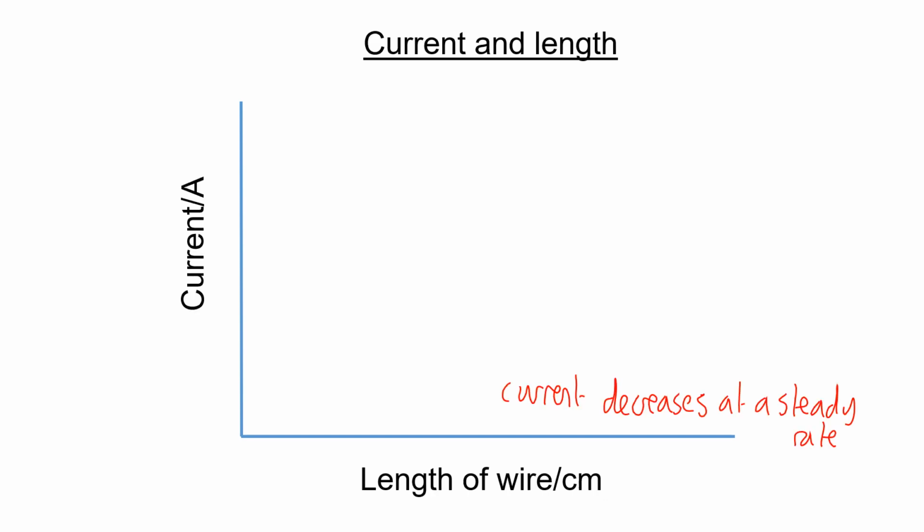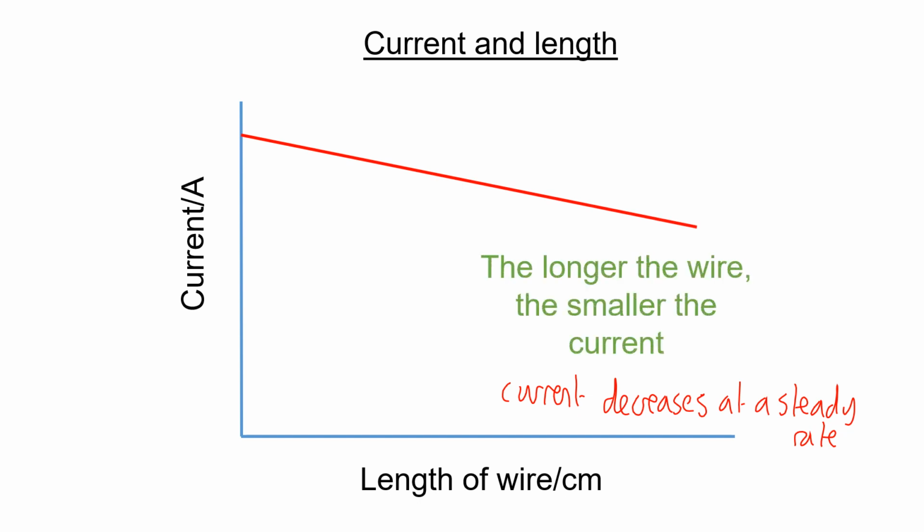Here's another one, length of wire and current. As the length of the wire increases, the current is decreasing, basically decreasing at a steady rate. So it's not a rapid or dramatic decrease.